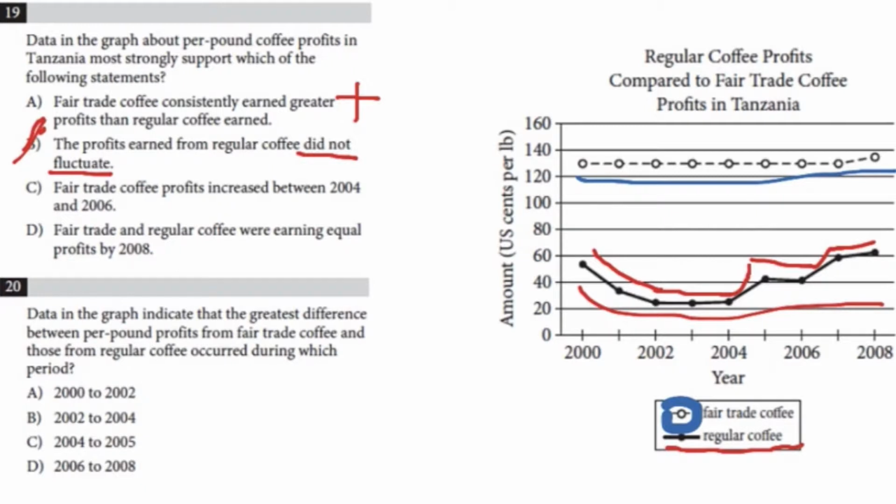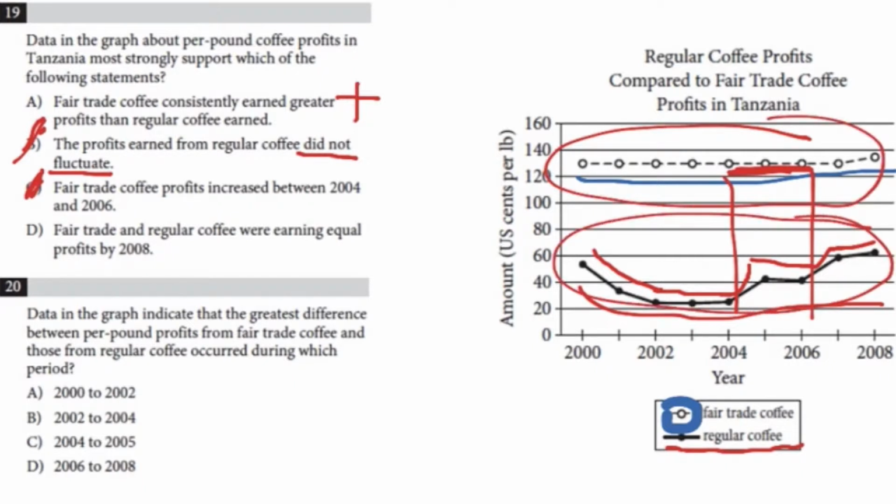Answer choice C, fair trade coffee profits increased between 2004 and 2006. Let's go back to the graph. From 2004 to 2006, fair trade coffee profits stayed essentially the same. So going back to the question, I would eliminate answer choice C. Answer choice D, fair trade and regular coffee were earning equal profits by 2008. Going back to the graph, we see that none of these are equal to any of these. That's why answer choice D is incorrect, and answer choice A is correct.